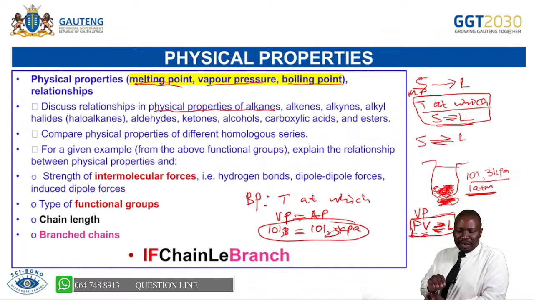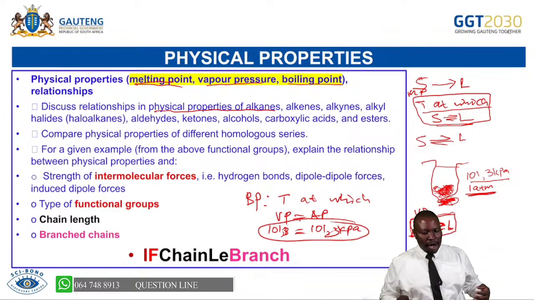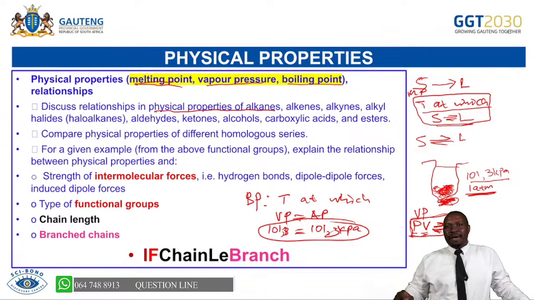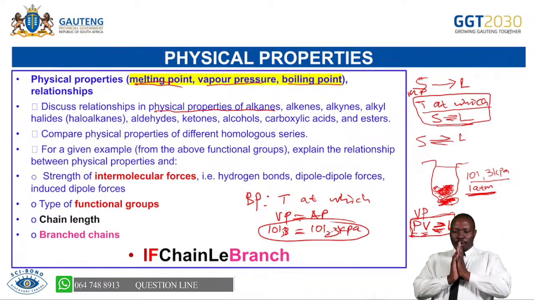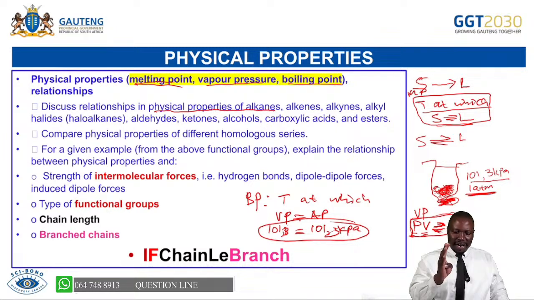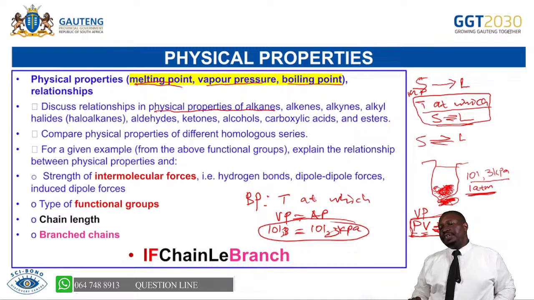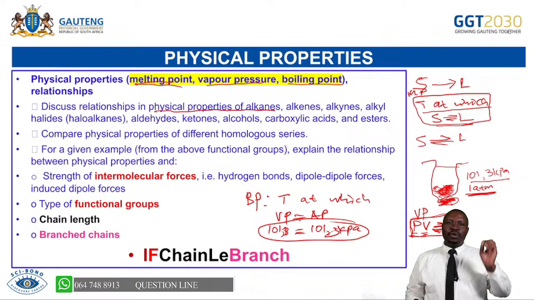The physical properties will depend on the strength of intermolecular force. That's number one. They will depend on the type of functional group. They will depend on the chain length. They will depend on the branched chain. So those are 4 things that you will always have in your mind, as far as the 3 physical properties are concerned, which we call dependent variables, because this is what we are measuring.